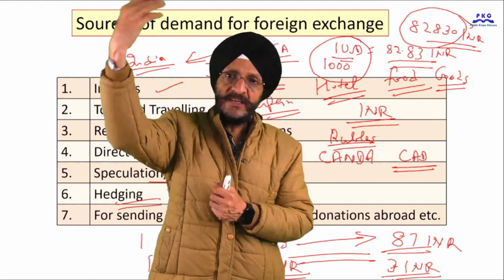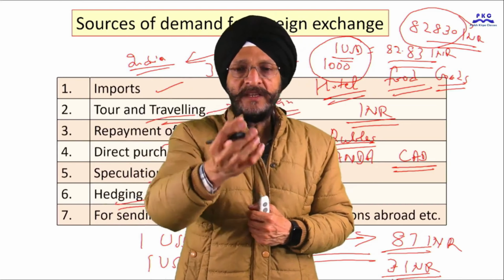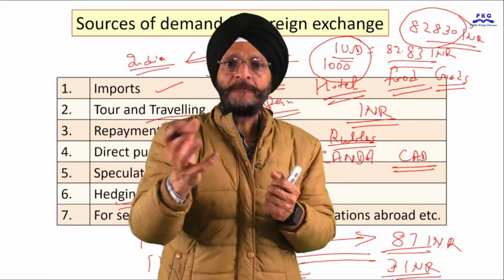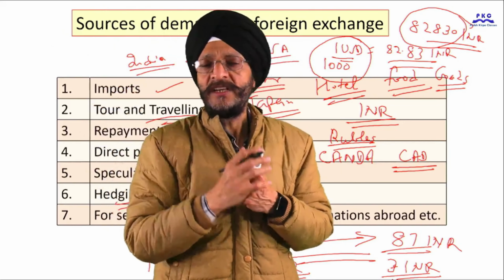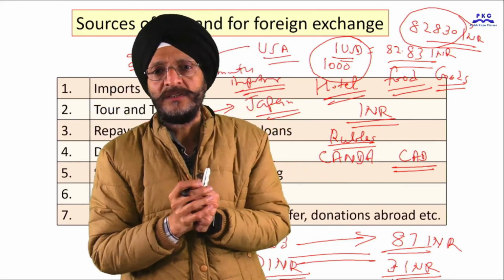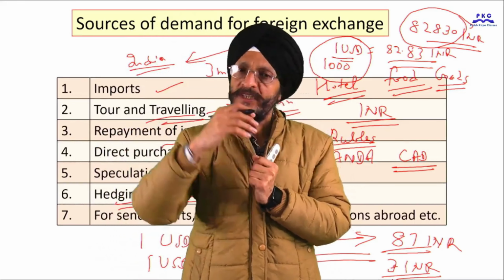If our children are studying abroad, then they will be demanding money or foreign exchange. If they are living in, say, Australia, they will be demanding Australian dollars. So we will have to buy Australian dollars so that we can send them.